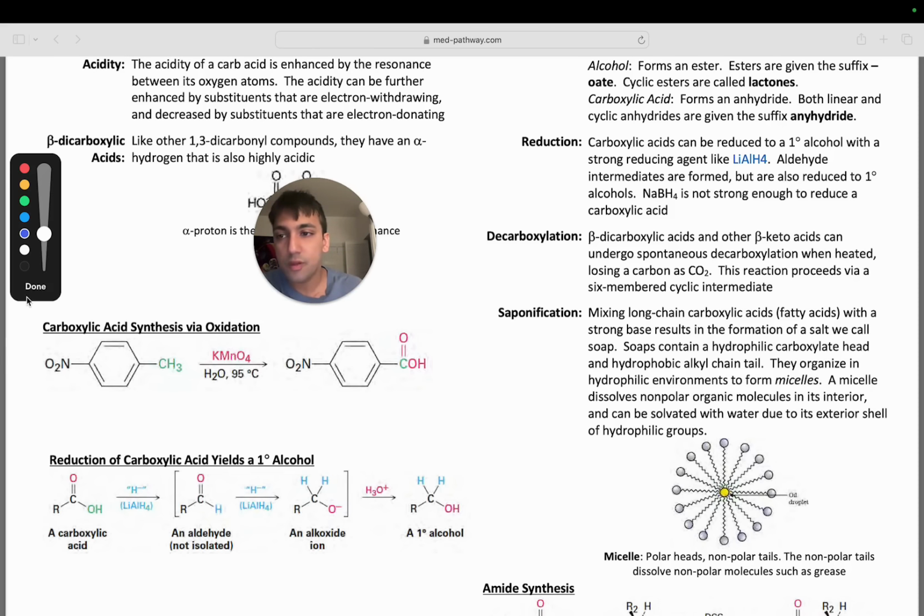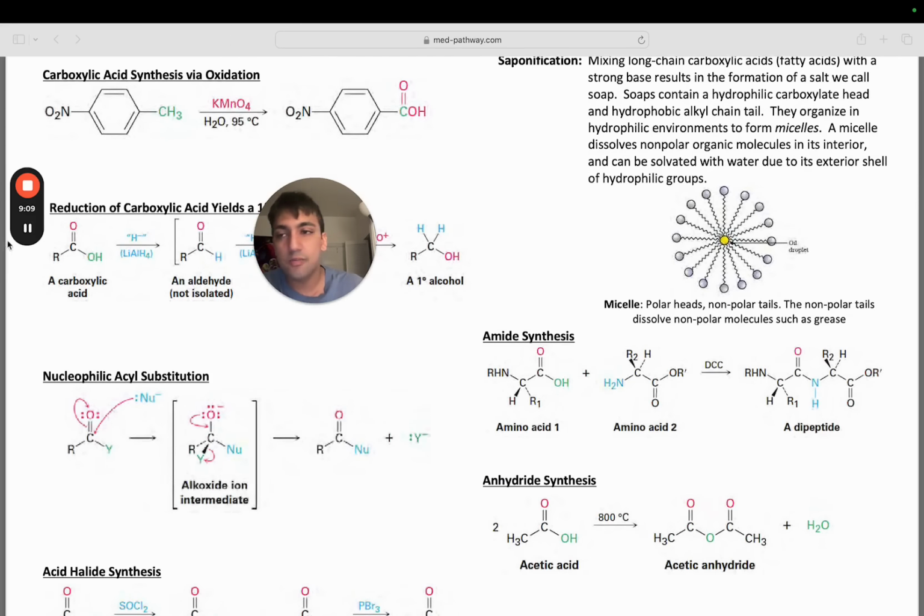Okay. Micelles are basically, micelle, and I never know how to pronounce it, but basically those are just polar heads, nonpolar tails. We just talked about that, and that's how you dissolve nonpolar compounds like grease.